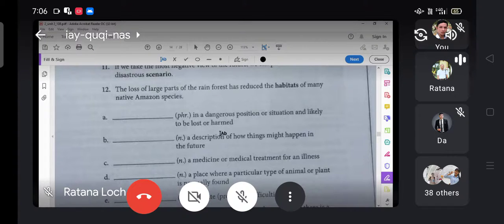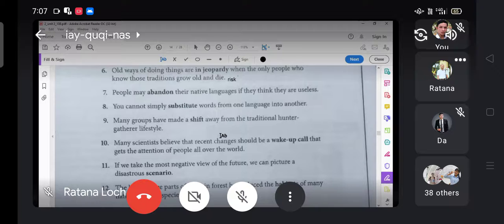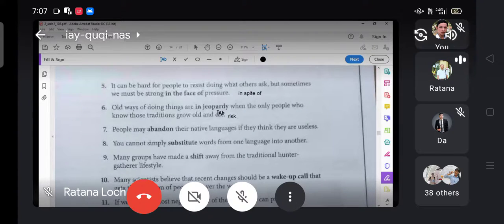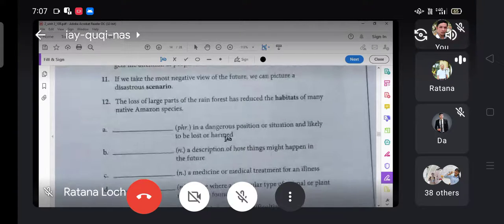Okay, A: in a dangerous position or situation and likely to be lost or harmed. You can see number 6, jeopardize. This is the meaning: a dangerous position. Jeopardize. Okay.